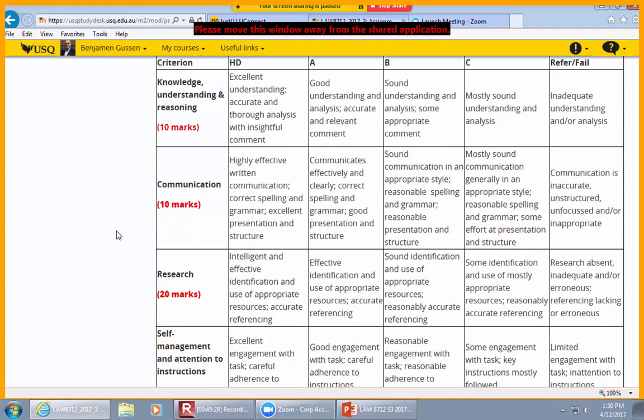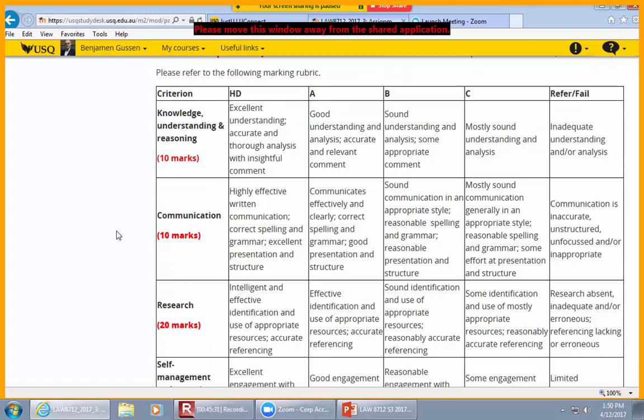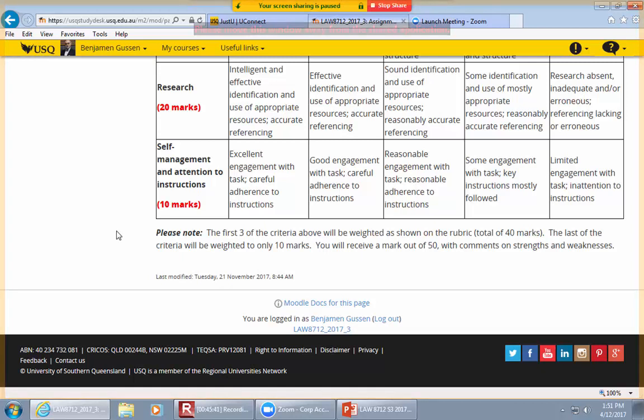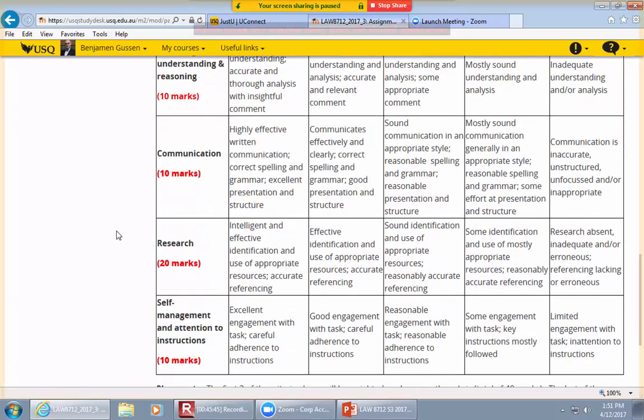And we have our marking rubric. And again, the first of the criteria above will be weighted as shown on the rubric. So 40 out of the 50 marks are on those. And then the last of the criteria is simply 10 marks. And as you can see, the largest single component is your research.